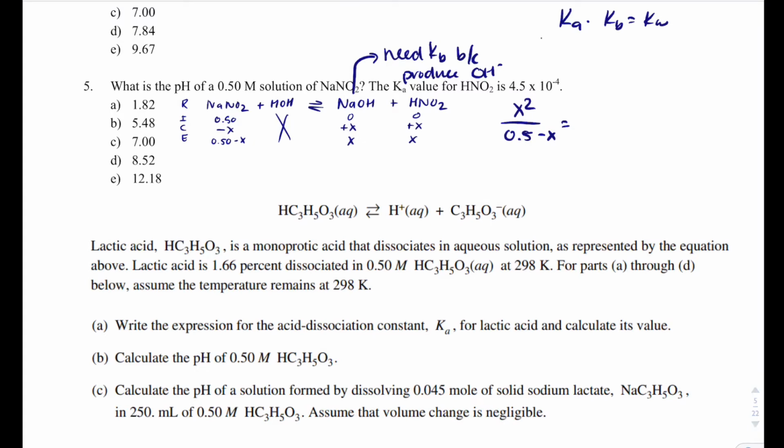Ka is 4.5 times 10 to the minus 4. Kb is unknown right now, and Kw is 1 times 10 to the minus 14. And so when you do this, I'm just going to use a calculator on this one, but you should be able to kind of estimate it. We get 2.22 times 10 to the minus 11. And so 2.22 times 10 to the minus 11 is going to go there.